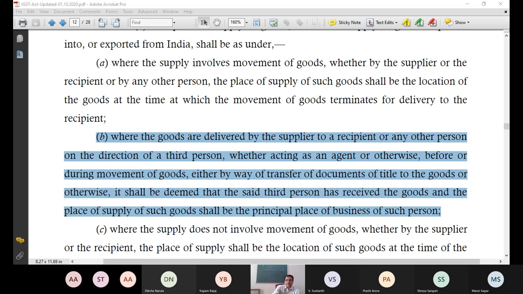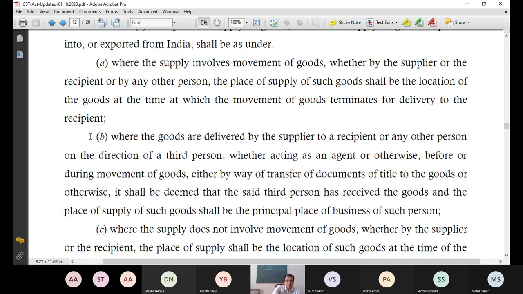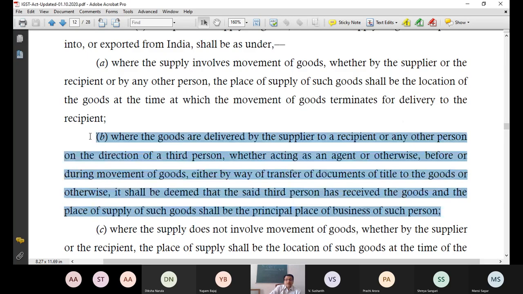Where the goods are delivered by the supplier to a recipient on the direction of a third person, whether acting as an agent or otherwise. Now it does not matter whether this supplier is acting as the agent of this third person or otherwise. That means it does not matter in what capacity you are supplying. Before or during the movement of goods.